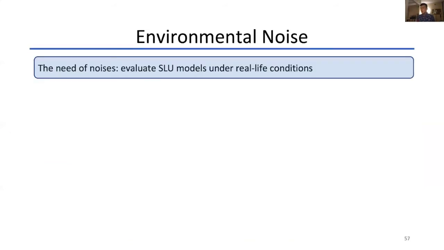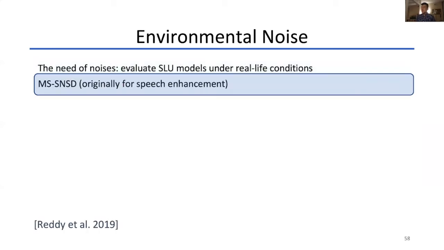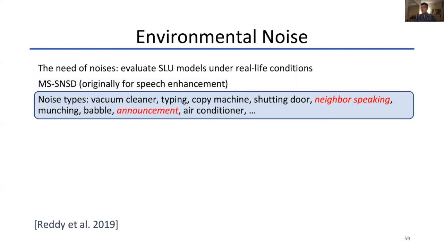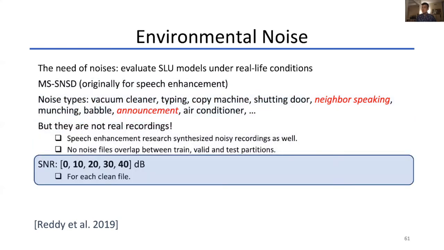Lastly, another key aspect of the evaluation is to test the noise robustness, because SLU models often operate in an environment where environmental noises are in the background. So we adopt MS-SNSD as the noise template for testing our model. And I listed some of the noise types here. Some of them are more challenging. And what we did is for each clean file, we randomly sample 5 noise files and augment them with 5 levels of signal to noise ratio.